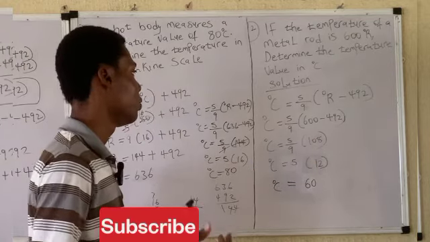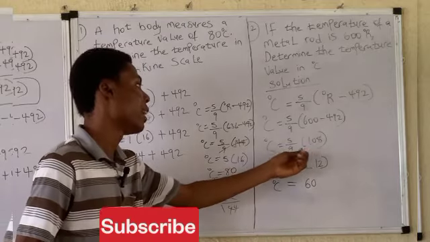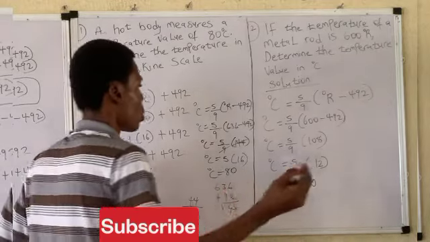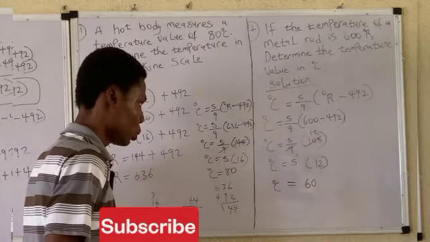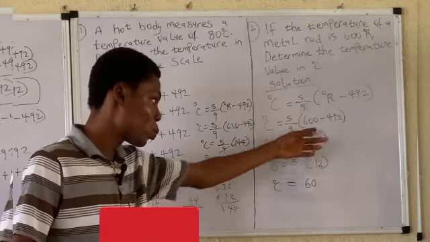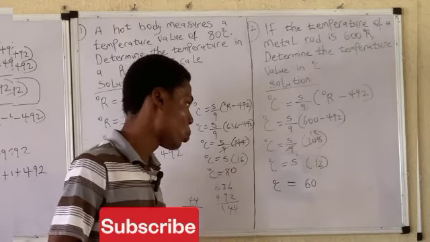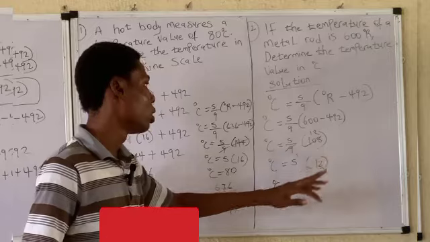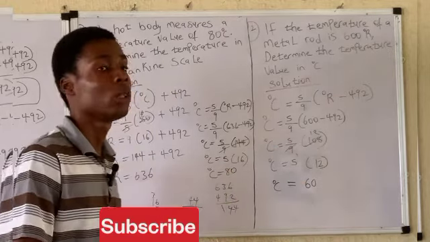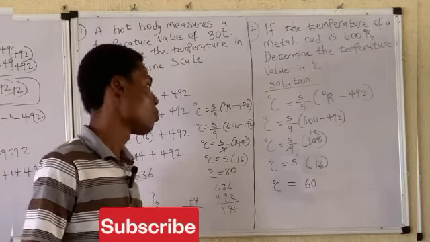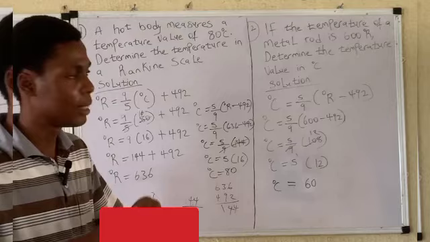So what do we do next? We divide. We divide 9 and 108. 9 in 108 is 12. So we are left with 5 and 12. So 5 times 12 is equal to 60. So our degree Celsius in this question is 60.